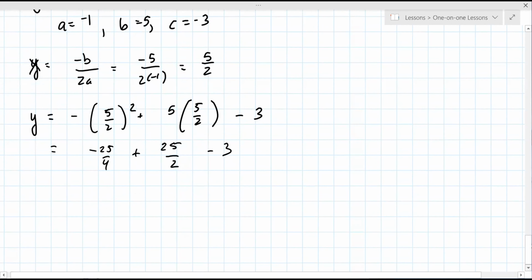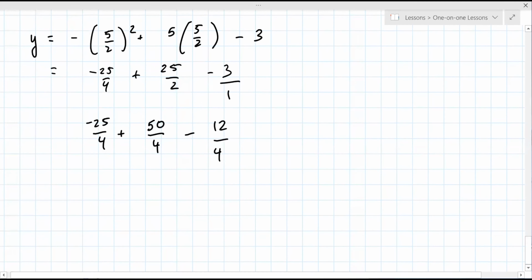And the key here is just to remind yourself to make everything a common denominator of 4: minus 25 over 4 plus 50 over 4. You just double the top and bottom. Here you have to multiply top and bottom by 4. So you had -37 over 4. These two give you -37 over 4, positive 50 over 4. So that's 13 over 4. You can also just use your calculator to do that as well.